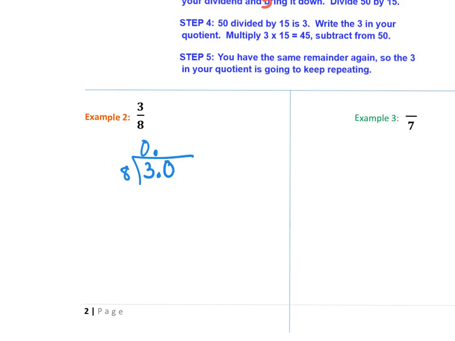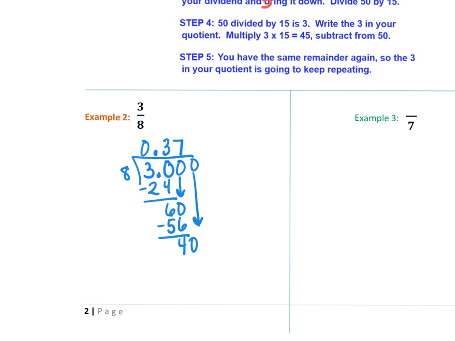Ignore the decimal and do 8 into 30. That's going to be 3. Multiply: 3 times 8 is 24. Subtract: 30 minus 24 is 6. That's less than what we're dividing by, 8, so we keep going. Add another 0 to our dividend and bring it straight down. 8 into 60 is going to go 7 times. 7 times 8 is 56. Subtract: 60 minus 56 is 4. Check. Less than 8, yes. Bring down another 0.